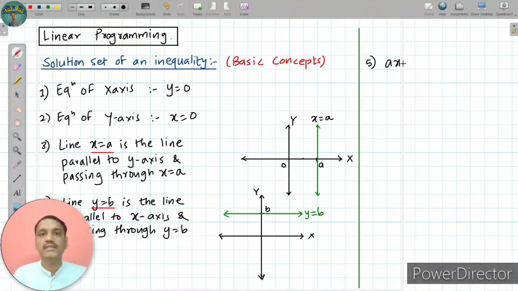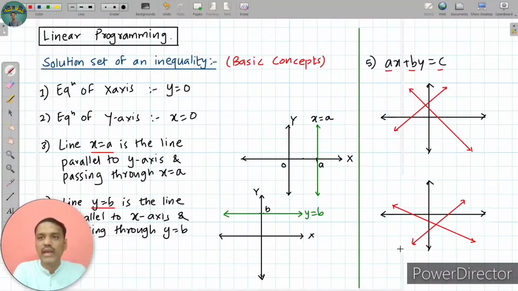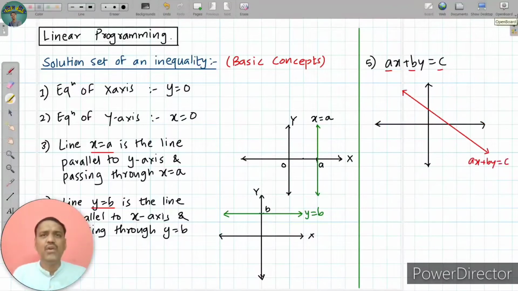But in general, lines are given by an equation of this type, ax plus by equal to c. And the nature of this line depends on the values of a, b and c. The nature of the line, or the slope of the line, varies with the values of a, b and c. By default, consider the line is of this nature.